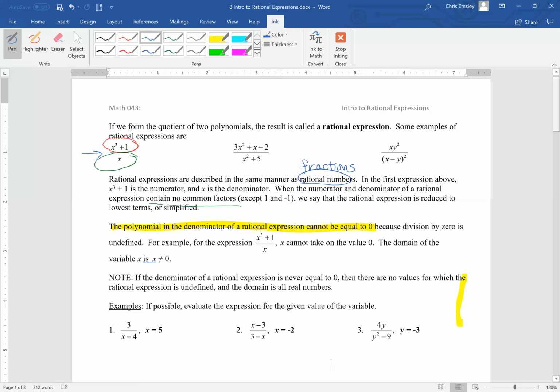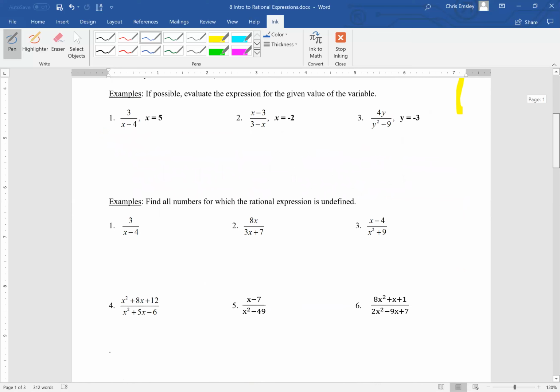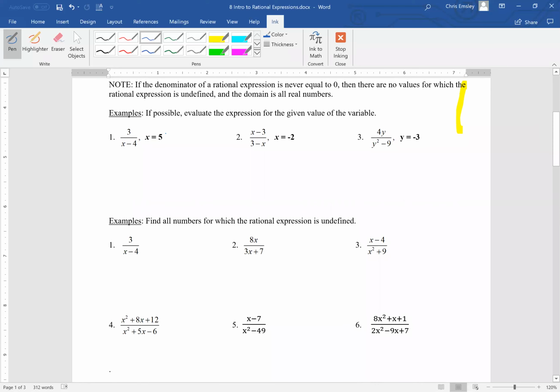Okay, so let's look at a couple example problems. In this first set of problems, all we're going to be doing is plugging in a value for x into a rational expression. So here we have x equals 5, and we want to plug that into our expression. So we would have 3 over 5 minus 4, or that's equivalent to 3 over 1, which is equal to just plain old 3. So if we were asked to plug in x equals 5 to that first rational expression, we would get an answer of 3.